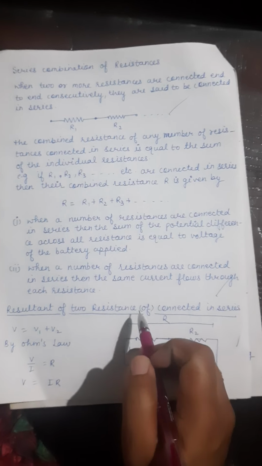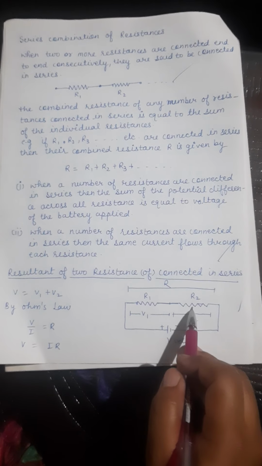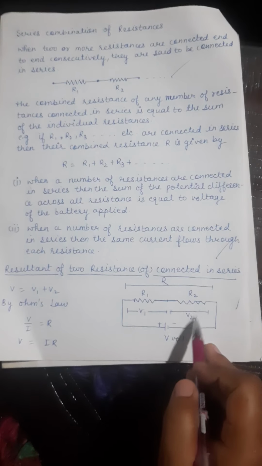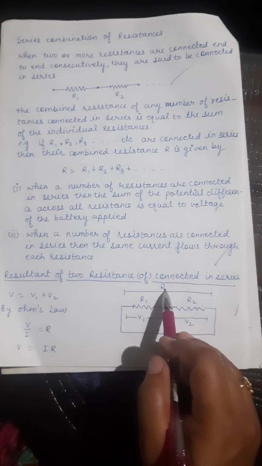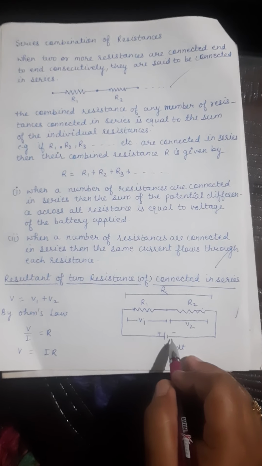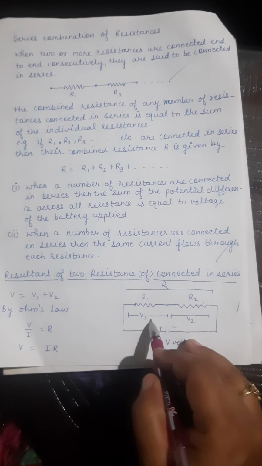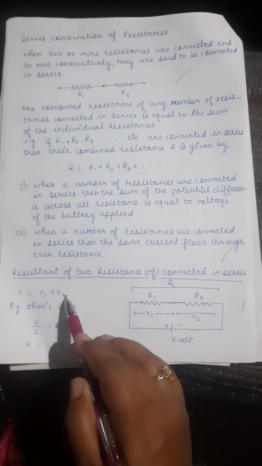Now we will calculate the effective resistance in series combination. Here is the series combination. These two resistances are connected in series. Suppose V1 is the potential difference for the first one and V2 is the potential difference for the second one. The effective resistance will be denoted by R. This is the potential difference applied through the battery. Therefore the total potential difference will get divided in the series circuit, that is V equals V1 plus V2.